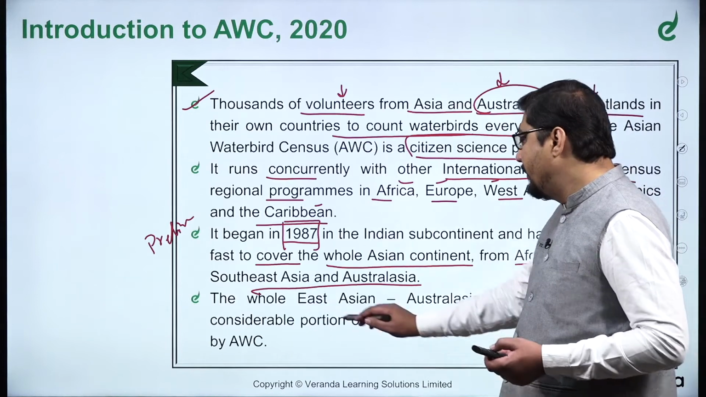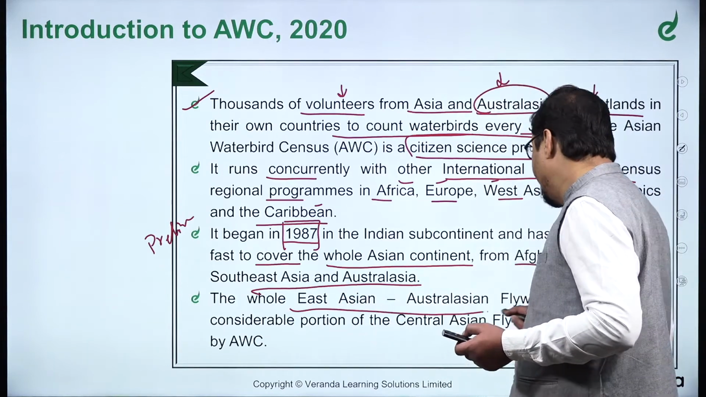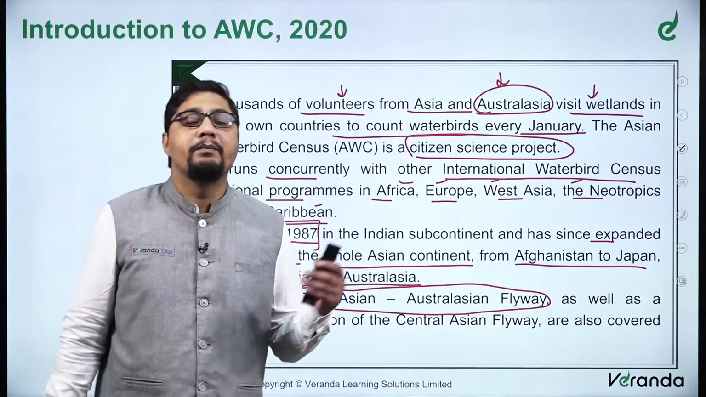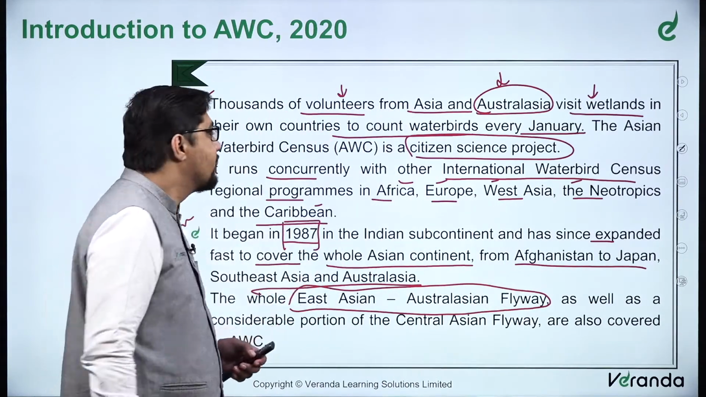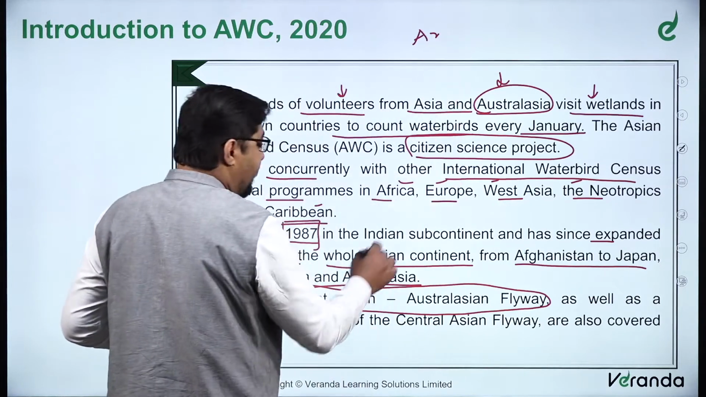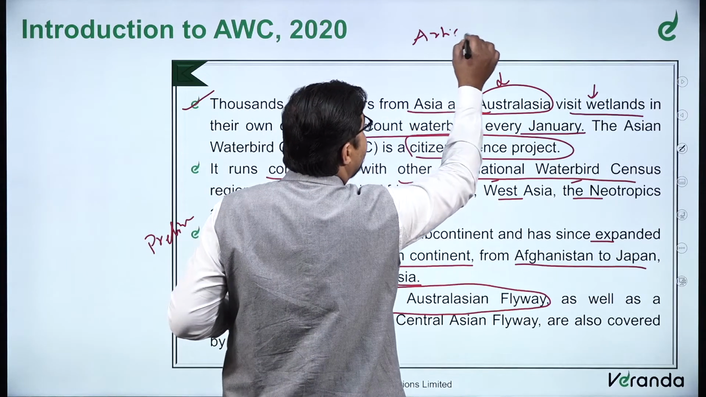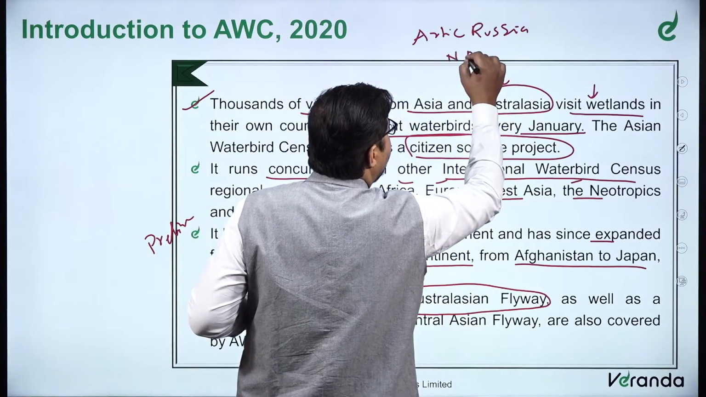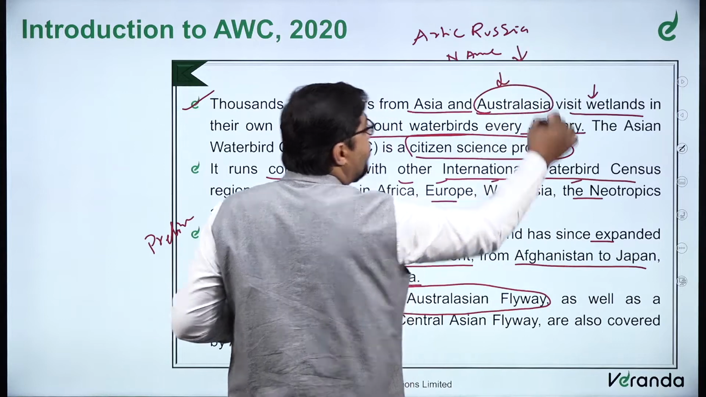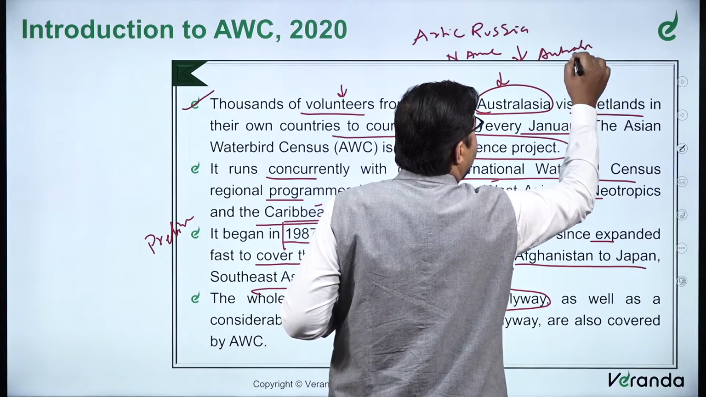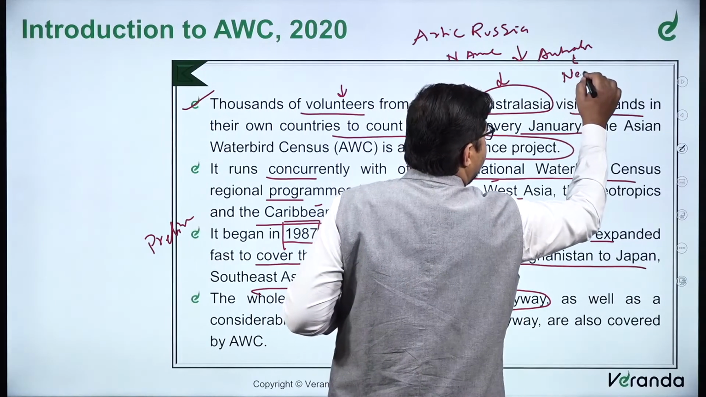So now the whole East Asian Australasian flyway. Now this is a flyway of the birds. Flyway means the path by which the birds travel. So this specific flyway will include Arctic Russia. It extends from Arctic Russia and North America to the southern points of Australia and New Zealand.